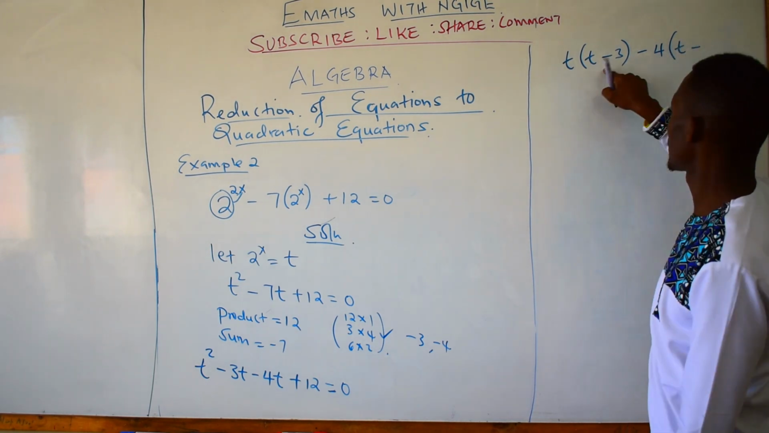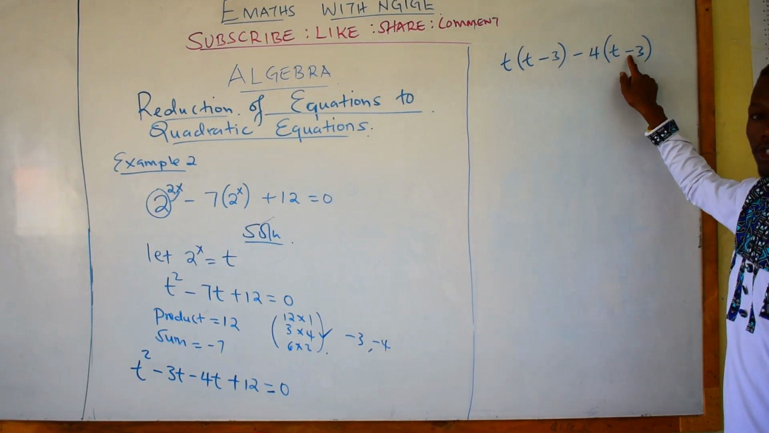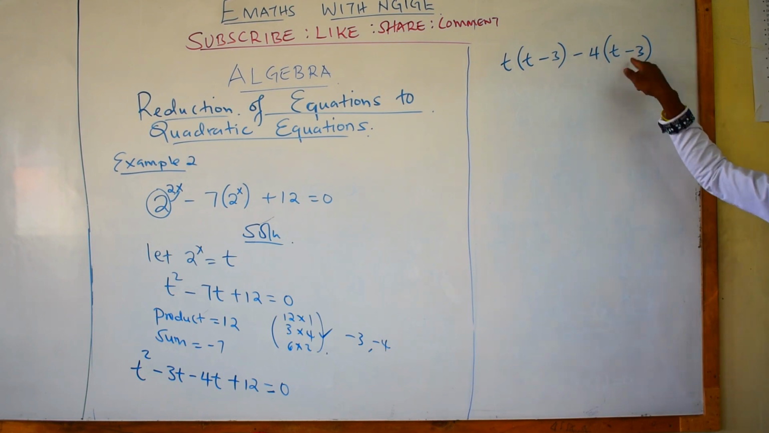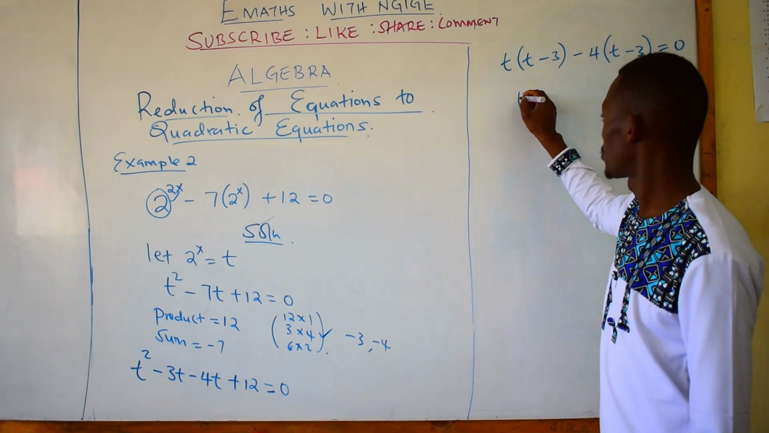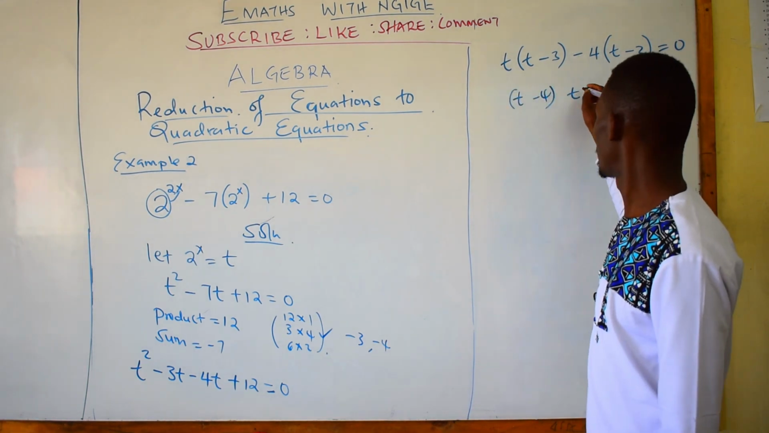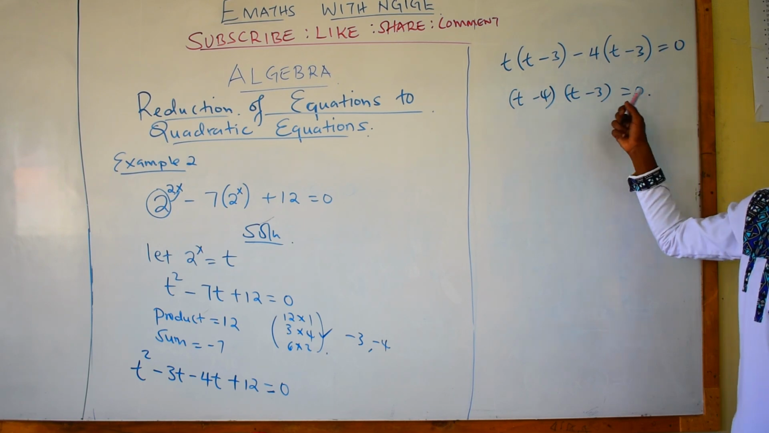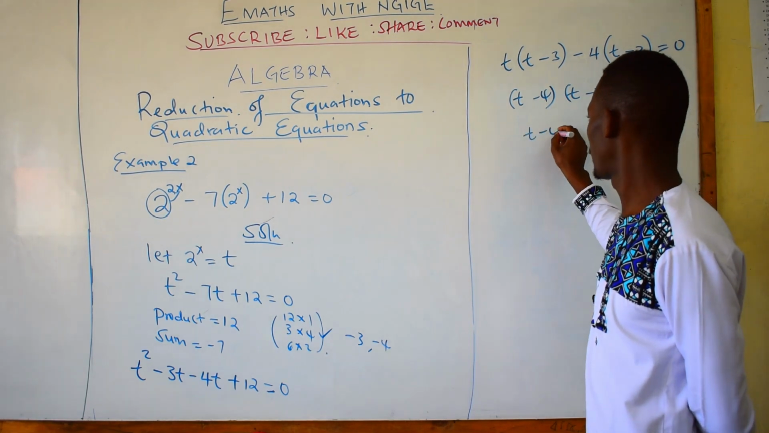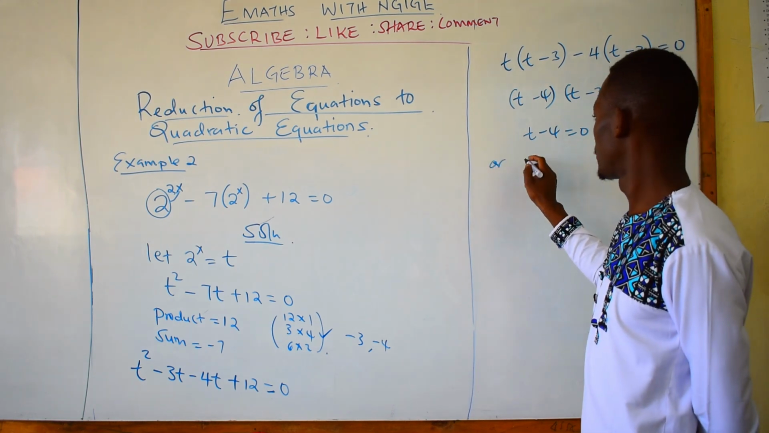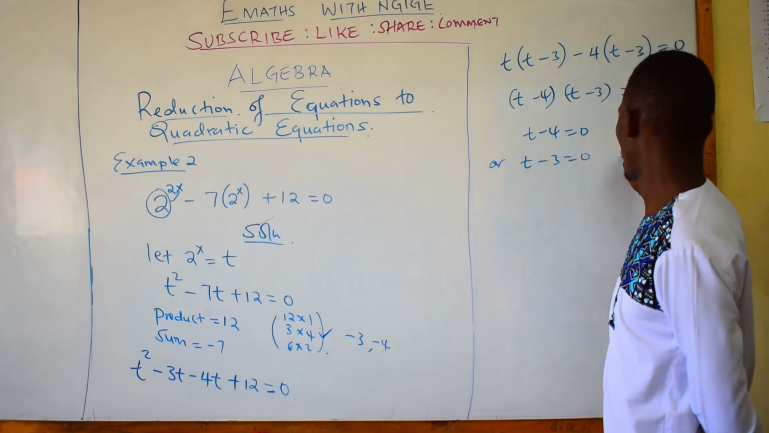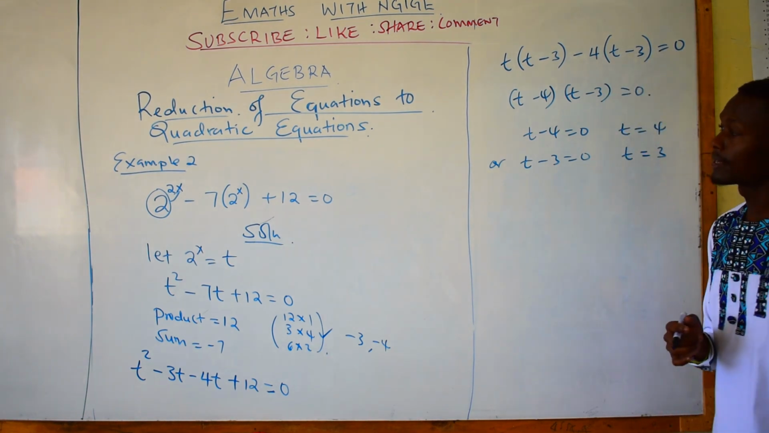t. Remember, this term and this term must be the same. You can prove that when you open up this bracket: this one will change to be positive, because we have negative 4 and negative 3, which gives you positive. So we have t minus 4 and t minus 3, which gives us 0. What do we know? Either this is equal to 0 or this one is equal to 0. Therefore, t minus 4 equals 0, so t will be 4, or t minus 3 equals 0, so t will be 3.